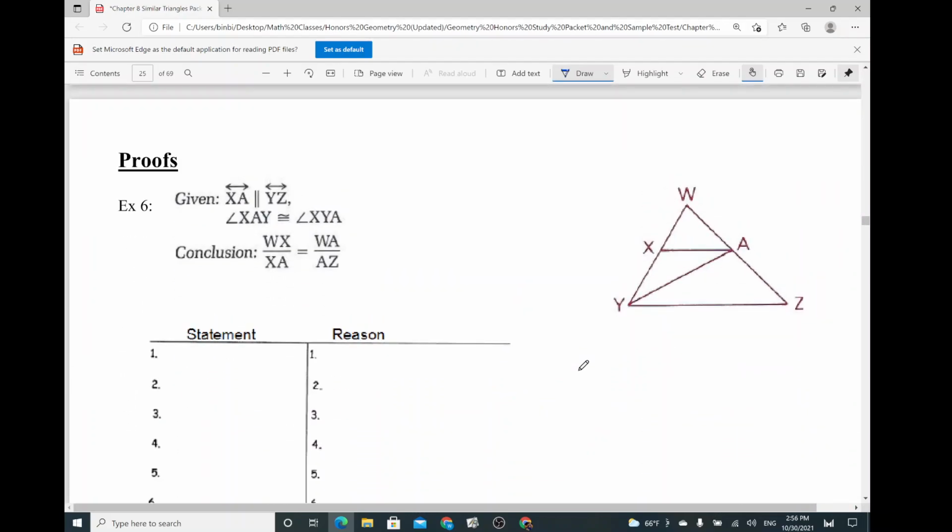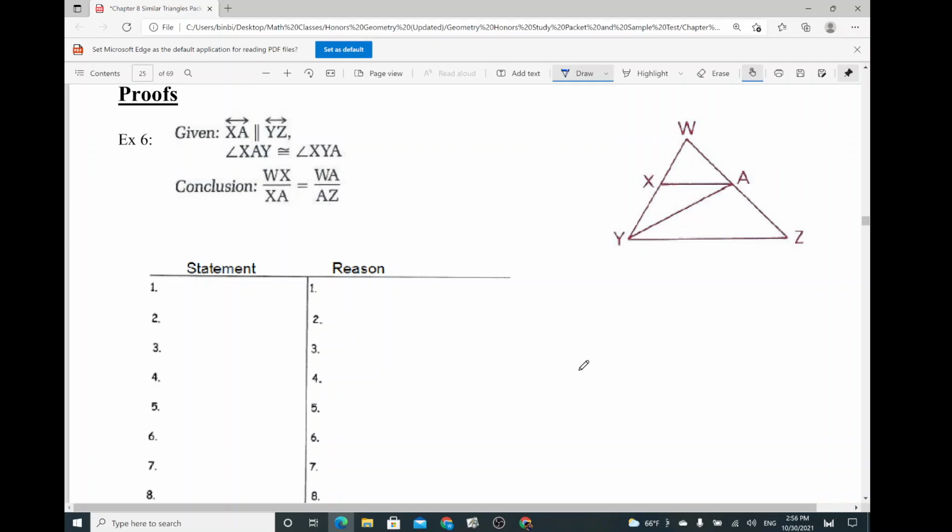Okay, so now let's do the one with the proof. So segment, well, not segment, line XA, it's parallel to line YZ. It's supposed to be a segment, but just saying that it's a line segment, it's not a line. And then angle XAY is congruent to angle XYA. Alright, so it looks like this triangle would be an isosceles triangle. So you want to show that WX over XA is equal to WA over AZ.